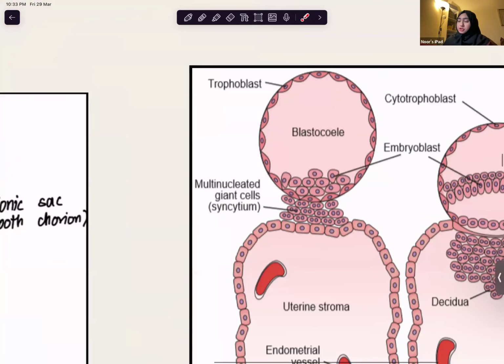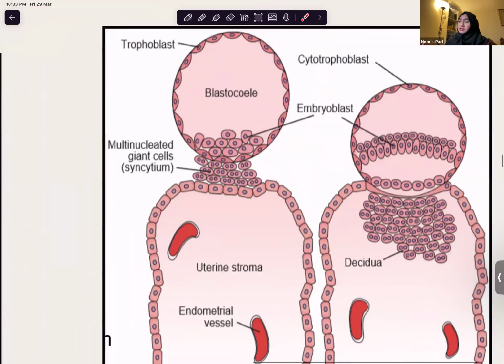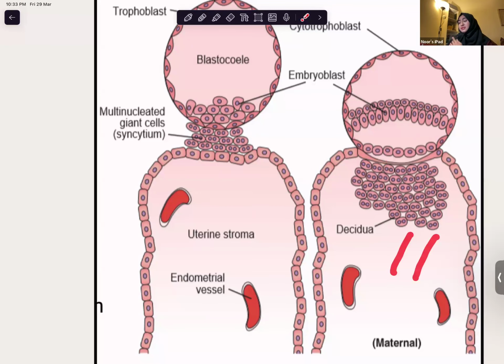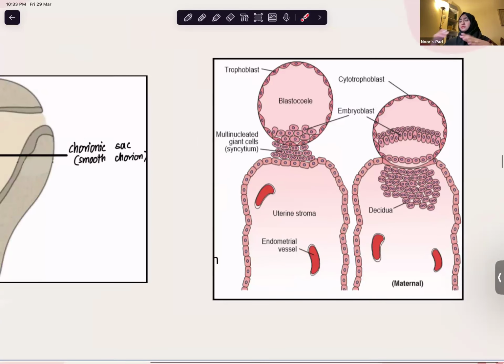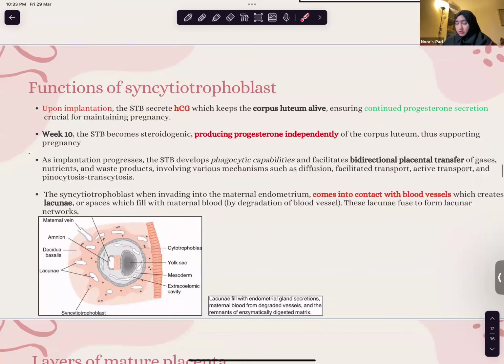Same thing here. We have the trophoblast here, and the syncytial trophoblast here. Once it's implanted, the maternal side, or the endometrium, forms something called the decidua, which is accepting the implantation. Decidua is the mother side of the placenta, and chorion would be formed later on, and they would combine, and that's called the placenta. Now, function of syncytial trophoblast: syncytial trophoblasts secrete a hormone called human chorionic gonadotropin hormone that keeps the corpus luteum alive.